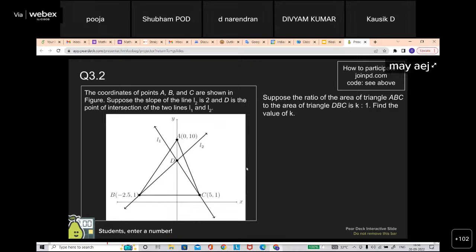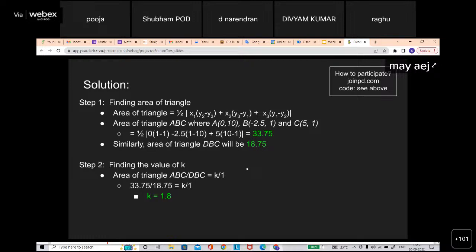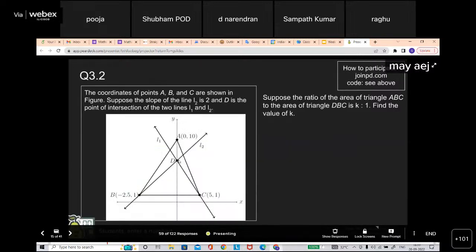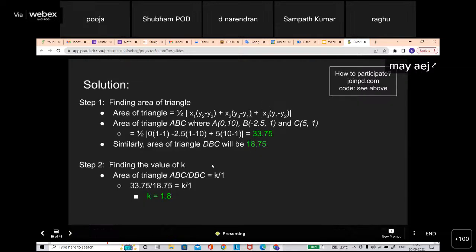Sir, one trick I have over here is, since the base is common for both the triangles, it's the ratio of heights. So the height of the outer triangle is 9 and the inner triangle height is 5. So 9 by 5, which is 1.8. Okay. So to find the height of the inner triangle, we find the coordinates first. For the inner triangle also, we have already calculated the coordinate of D. So using the formula, mod, you can find the area of the smaller triangle DBC.